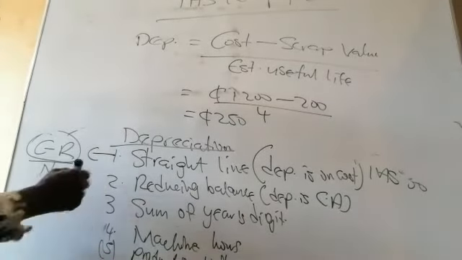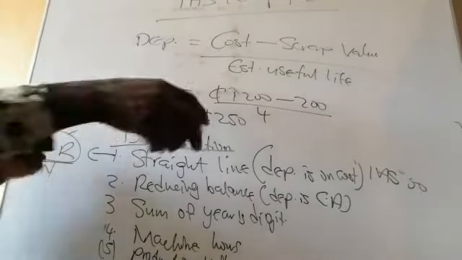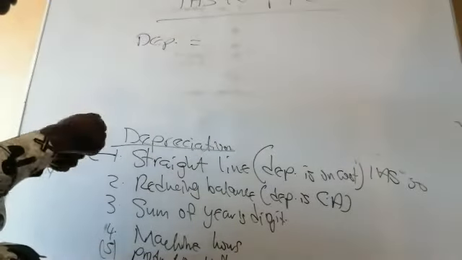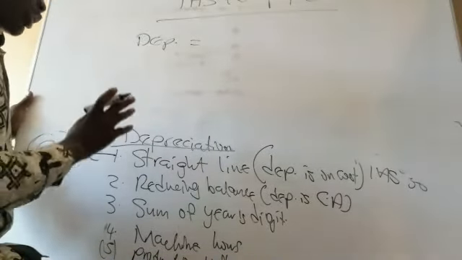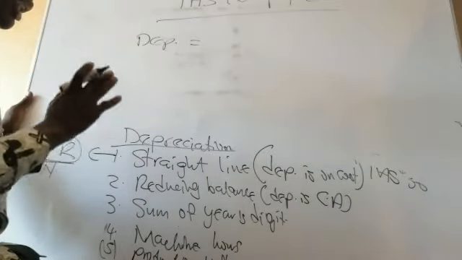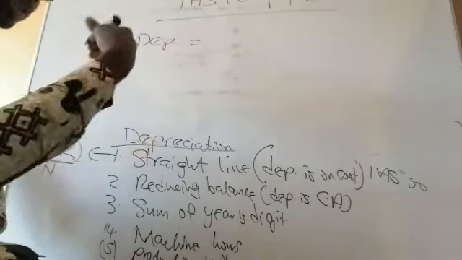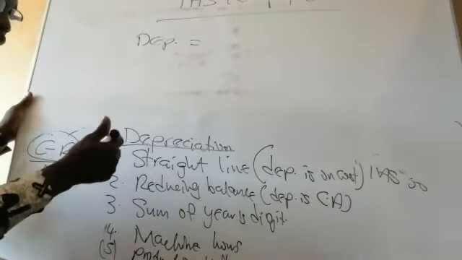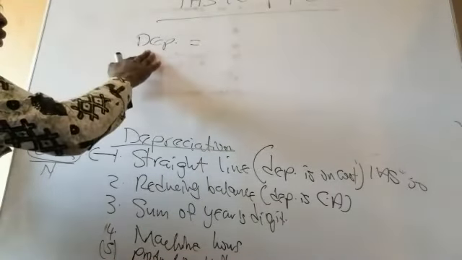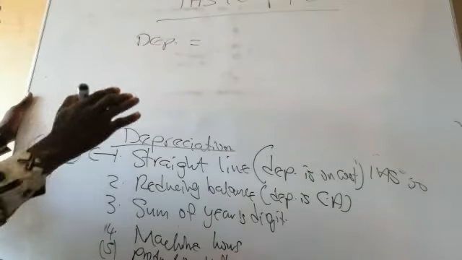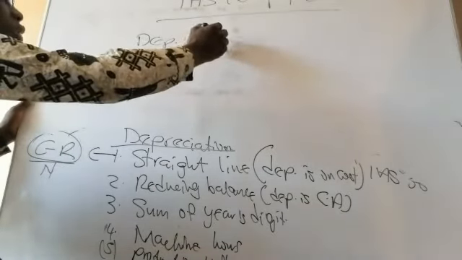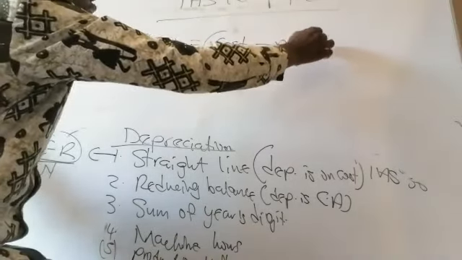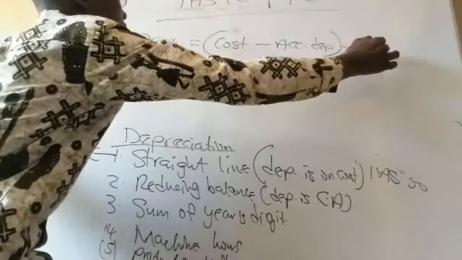Now, when you go to the reducing balance method, the formula will be different. Depreciation is equal to, it will be different. In straight line, you charge the same amount, a constant or equal amount over the years. Here we assume that the asset value reduces at a constant rate. But the reducing balance method is not like that. There, depreciation will be equal to the cost of the asset plus accumulated depreciation, before you multiply by the rate.